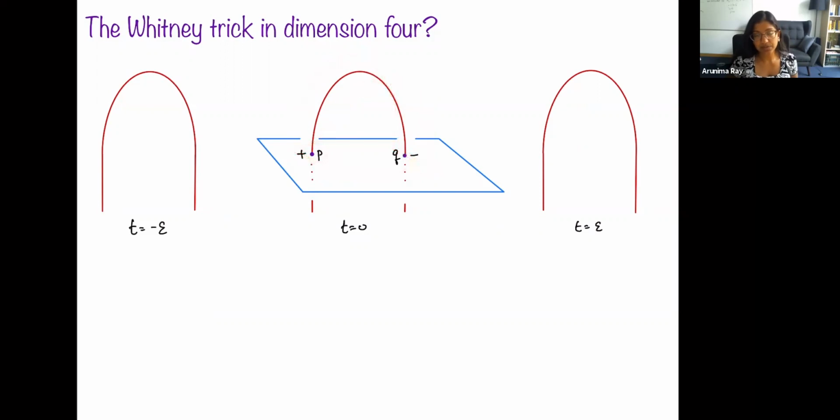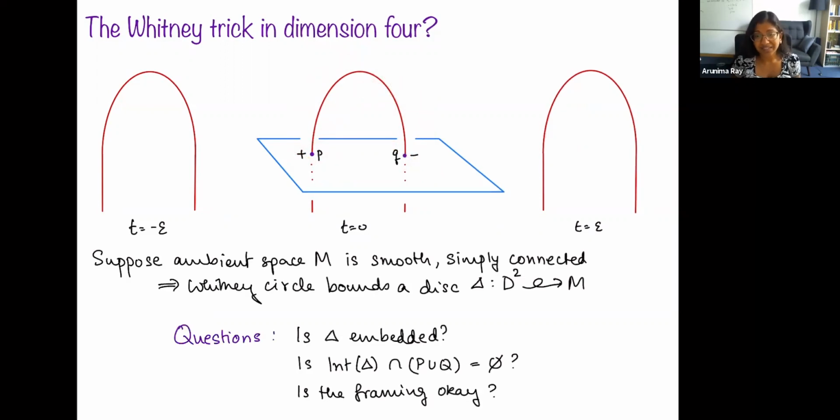So, okay, our question is, to what extent can we do the Whitney trick in dimension 4? If my ambient space is simply connected, then I can find for myself a map of a disk bounded by the Whitney circle. So I still have a Whitney circle that looks like this. But I'm assuming I'm in a more general situation, so I don't necessarily have that obvious disk that's staring us in the face in this nice case. If my ambient space is smooth, then I can also assume that this disk is immersed, so it has isolated double points. But I still have some questions that I need to answer. In particular, I need to know that my disk is embedded.